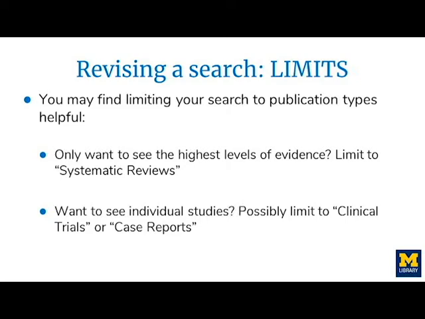Revising, again, thinking about the limits. Are you looking for a certain type of publication? Do you only want systematic reviews? And most databases allow you to limit using this feature. A database like Google Scholar would not allow it. You may have to add that to the search. But PubMed, for example, is very strong in allowing you to limit to publication types.